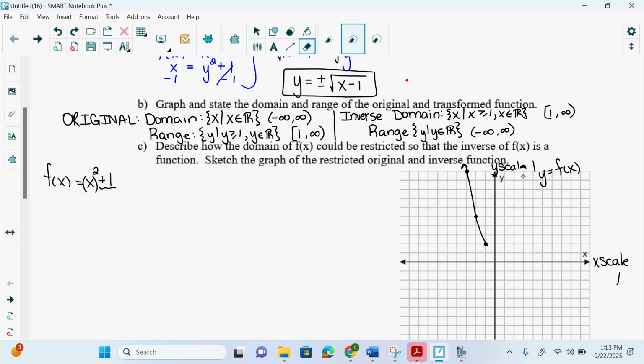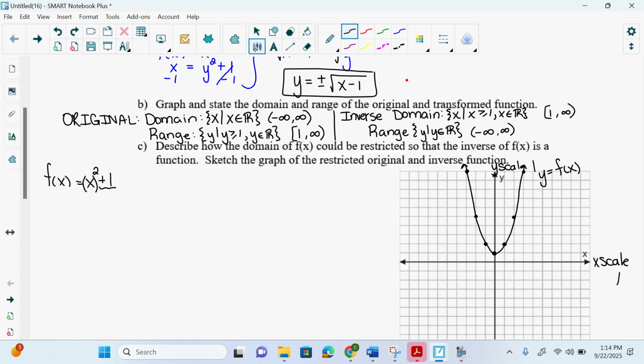Is that the largest domain I could keep? No. Where would the largest domain be that I could keep? The vertex. So I either could keep greater than or equal to 0 or less than or equal to 0. But I could keep greater than or equal to 2, couldn't I? Yeah. That would still pass, wouldn't it? So there's numerous options you can pick, unless I say the largest domain you could keep. Then you would either have to pick greater than or equal to 0 or less than or equal to 0. Both would get you the same amount. Okay? I'm going to pick greater than or equal to 0.